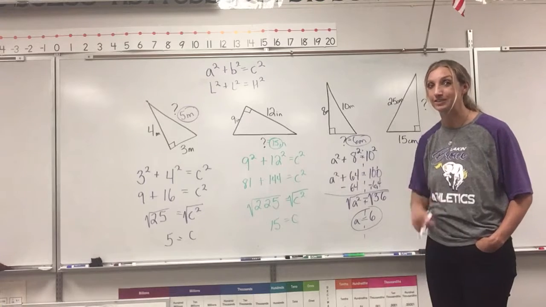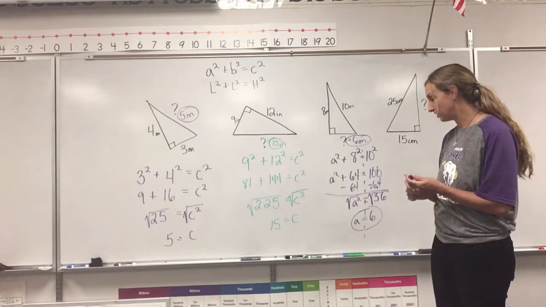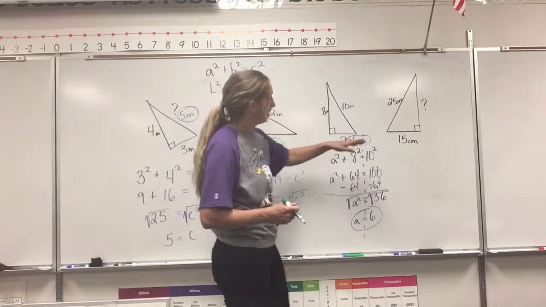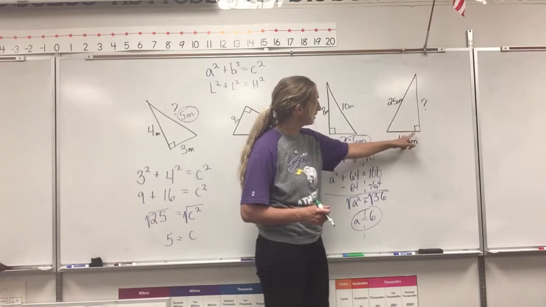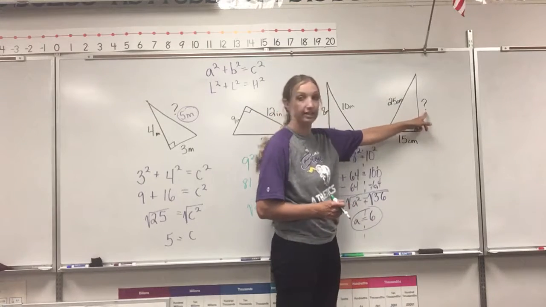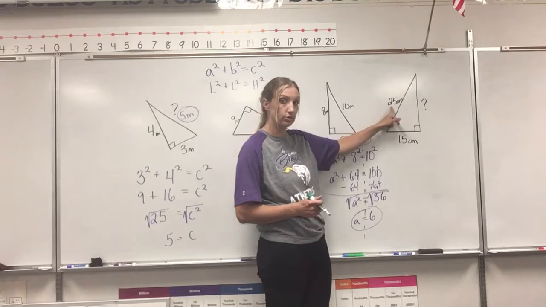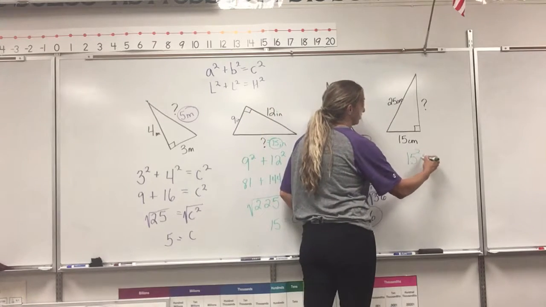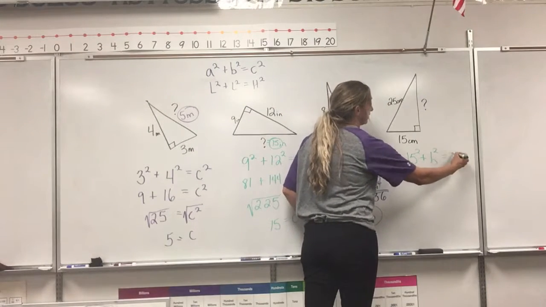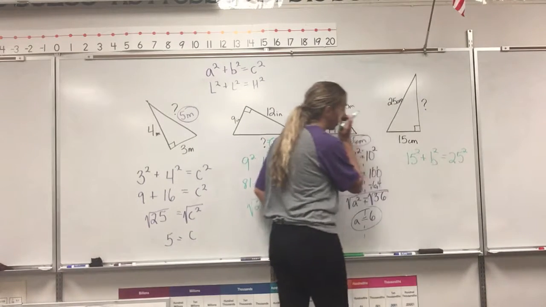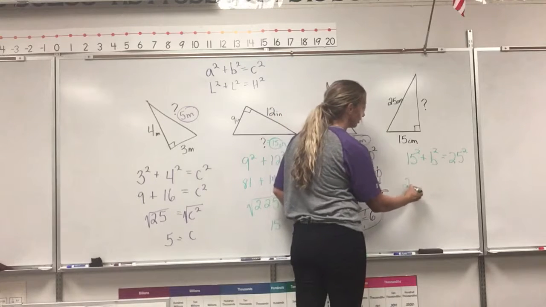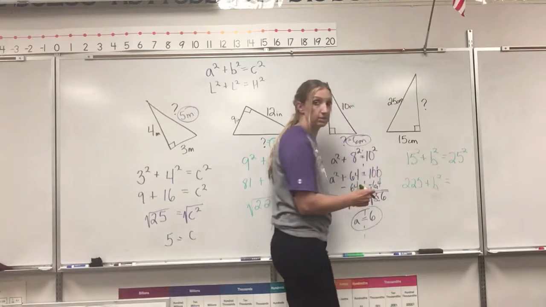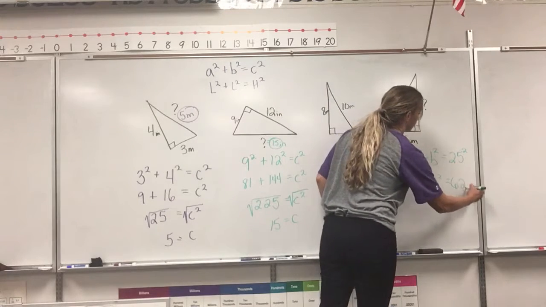So my missing leg is 6 meters. Again, rewind, try it yourself. Last one I'm going to do here, and you can go back and do any of them again if you want to. Again, here's my right angle. Here's a leg. Here's the other leg. I'm missing that leg. I'm given the hypotenuse, which is 25. So I have 15 squared plus b squared equals 25 squared. Well, 15 times 15 is 225 plus b squared. 25 times 25 is 625.